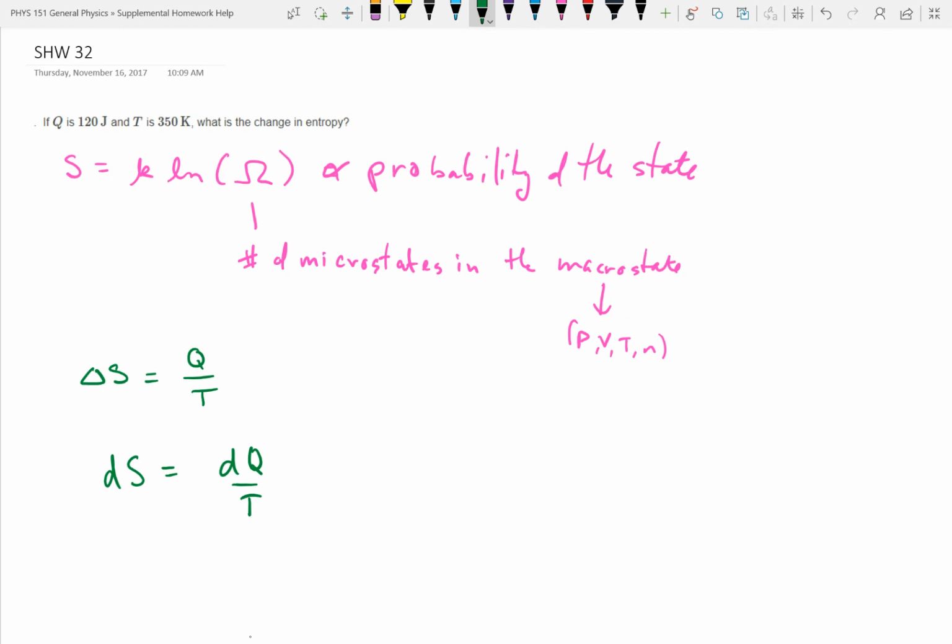Notice the delta became a d here, because heat is already a transfer. In fact, if you want to be careful, you put a little slash there because it's a different idea. We're going to work with this one for the problem because we have a constant temperature. If Q is 120 joules and T is 350, what's the change in entropy? Don't have to know much.